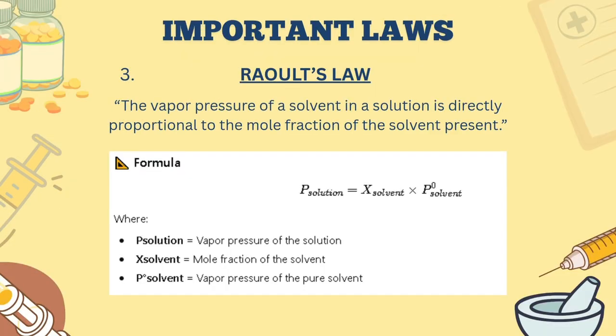Another important law in physical pharmacy is Raoult's law. It explains how solutes affect the vapor pressure of a solvent. Raoult's law explains that the solute decreases the vapor pressure of the solvent. This principle is important in understanding solutions and drug stability.